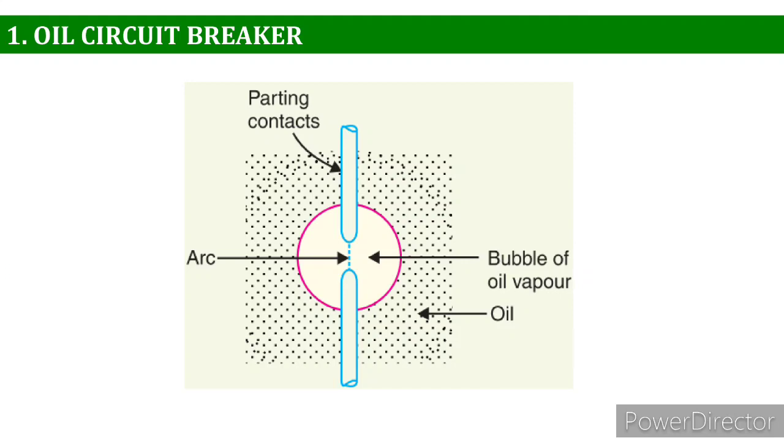The blue ones are the parting contacts and the dotted line is the arc. Here the bubble develops. So arc extinction is facilitated mainly by two processes. Firstly, the hydrogen gas has high heat conductivity and cools the arc, thus aiding the deionization of the medium between the contacts, because deionization is a must. Secondly, the gas sets up turbulence in the oil and forces it into the space between the contacts, and the arc is eliminated in this way. So this is the major principle of oil in oil circuit breakers, because in the previous slides we mentioned why we are naming it oil circuit breakers, due to its arc extinguishing method.